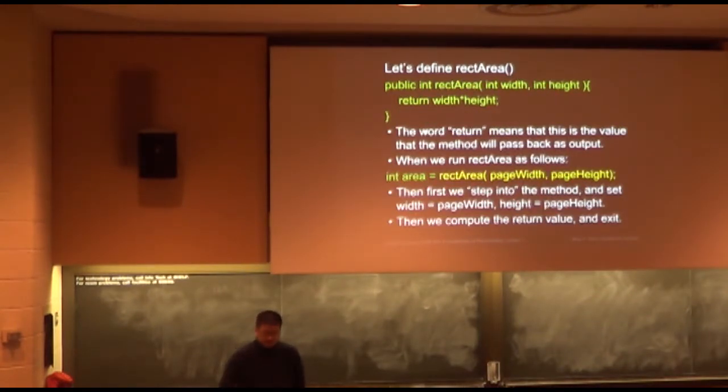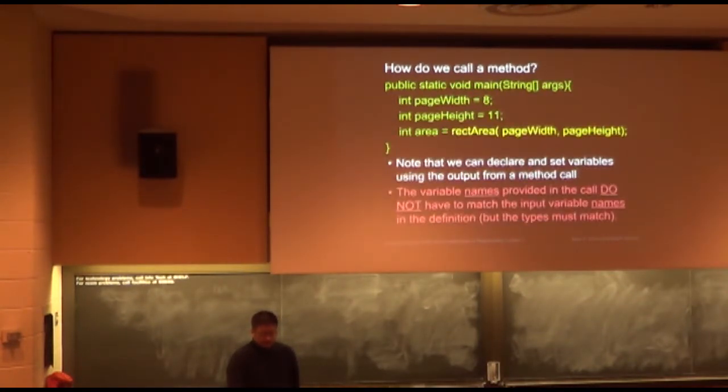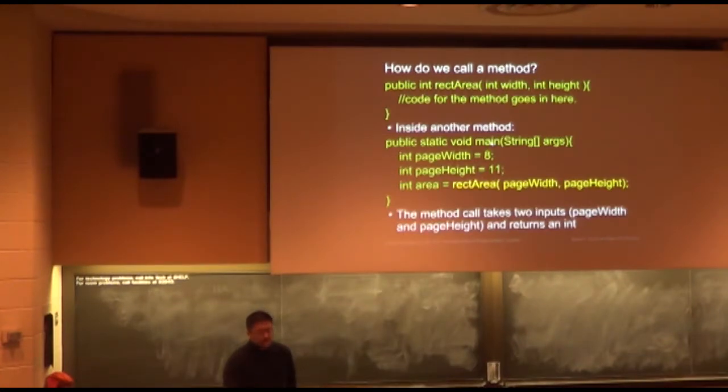What is the key kernel? Sorry? The variable names provided in the helping out. So key. Yeah. Let me use the previous slide to explain that. So the question is, what is the significance of these variables in the call being different from these variables in the declaration?